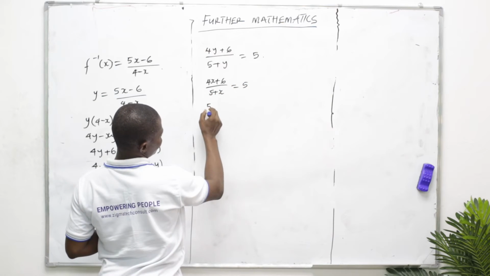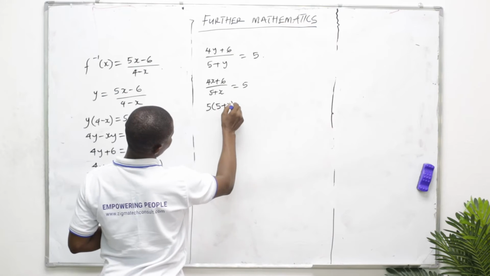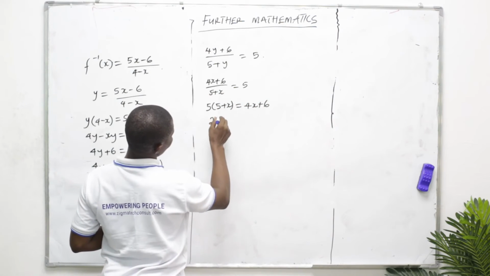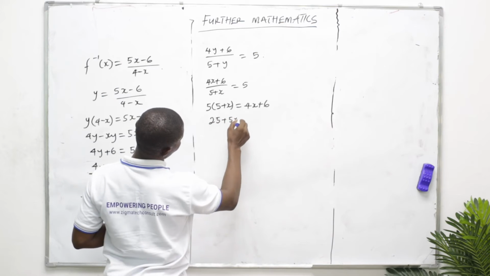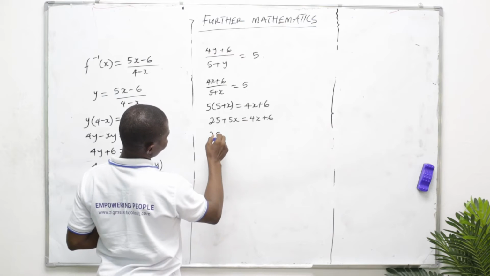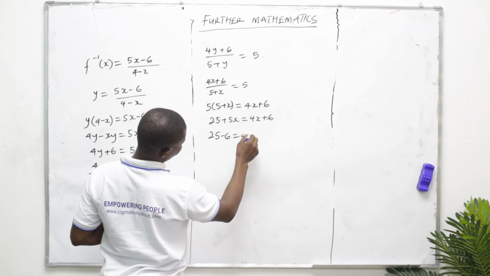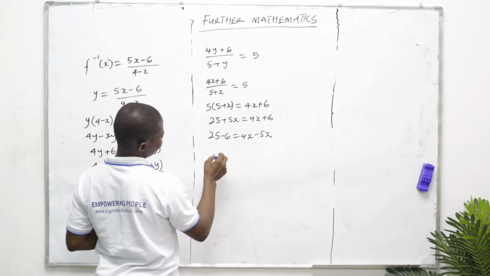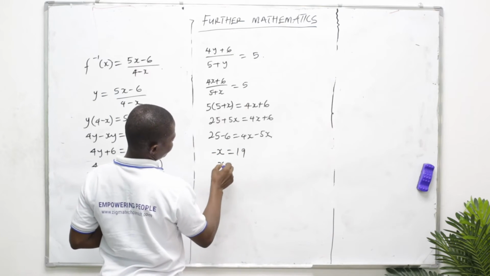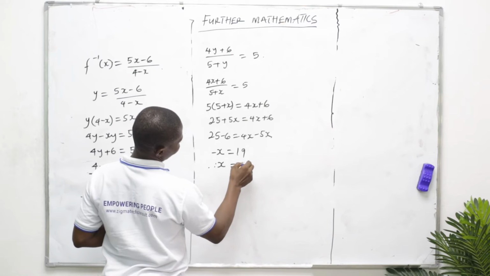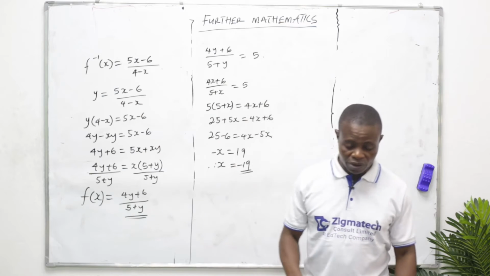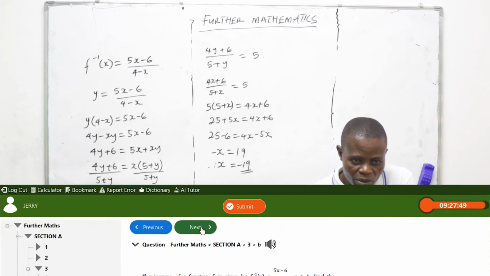I will cross multiply 5 into 5 plus x equals 4x plus 6. So 25 plus 5x equals 4x plus 6, okay? So that 25 minus 6 equals 4x minus 5x. So that minus x equals 19. Therefore, x equals minus 19. So that is question number 3, and that is end of question number 3.